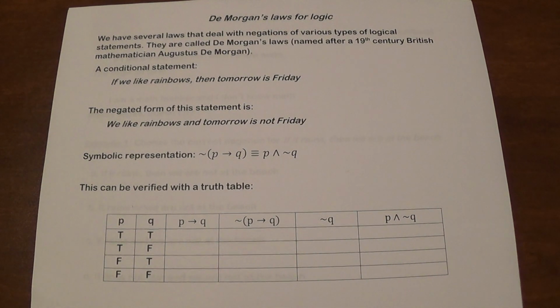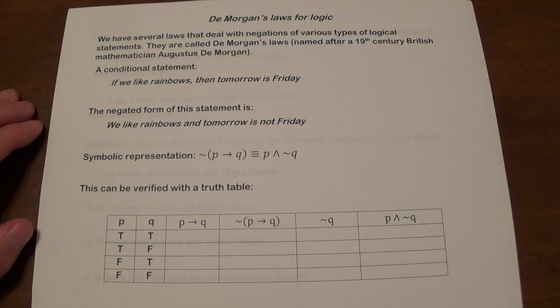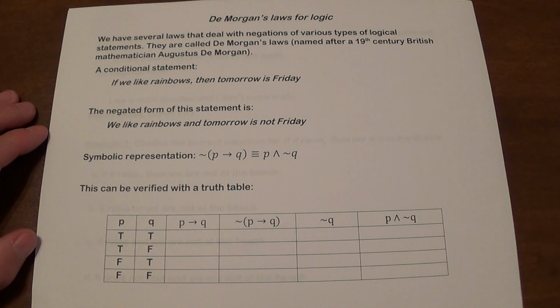Hi, we are going to talk about using De Morgan's laws for logic. They're named after a British mathematician, Augustus De Morgan. So let's start with this. A conditional statement: if we like rainbows, then tomorrow is Friday. To negate that, you're going to write it as we like rainbows and tomorrow is not Friday.